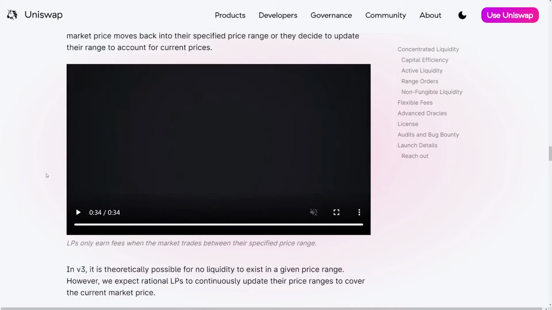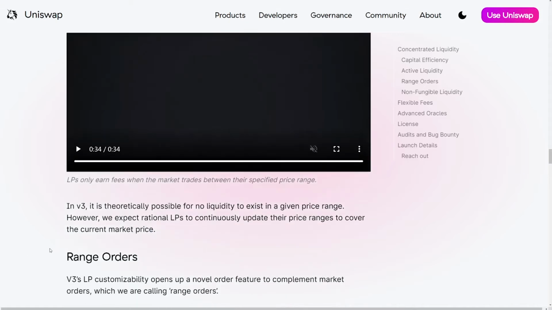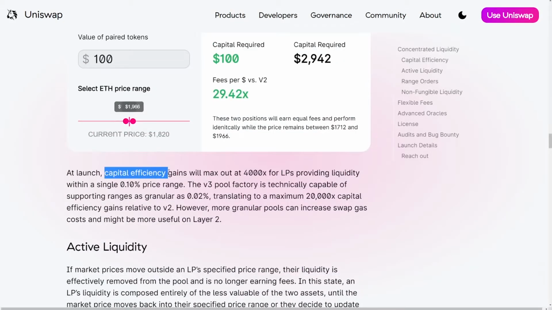So that's the downside. With this, there is this theoretical possibility for no liquidity to exist in a given price range. However, they expect the liquidity providers to update their price ranges to cover the current market price. So we will see what's gonna happen. Also about the capital efficiency, the gains will max out at 4000 times for liquidity providers.